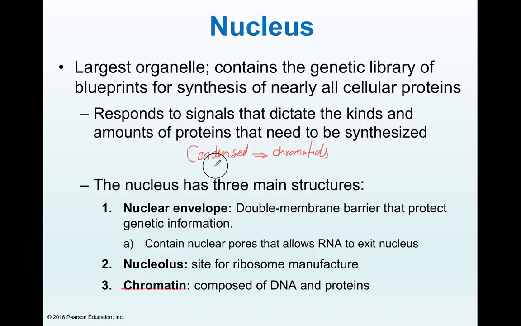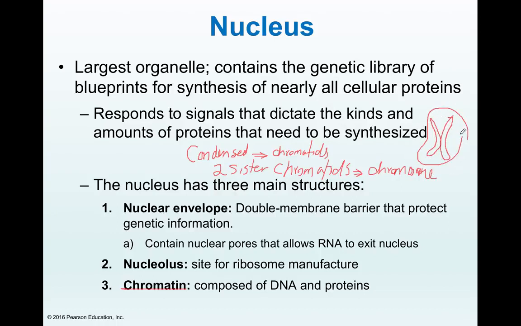And if you combine two sister chromatids, what you get out of it is a chromosome. Again, sorry. So each of the drawings that I'm doing right here, this is one chromatid, this is another chromatid. The whole structure together is referred to as a chromosome. And if this genetic information is uncondensed, we refer to it as chromatin.